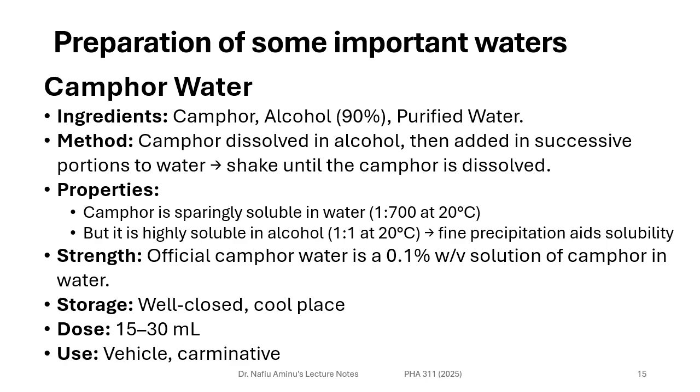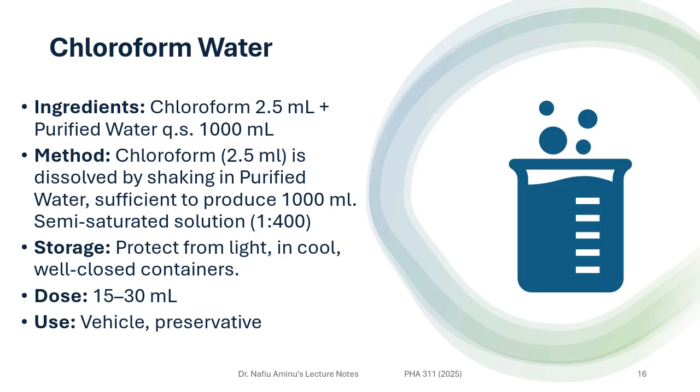So this camphor water, they have that particular characteristics. The next aromatic water is what we call chloroform water. Chloroform water contains ingredients such as only the concentrated chloroform and then purified water.